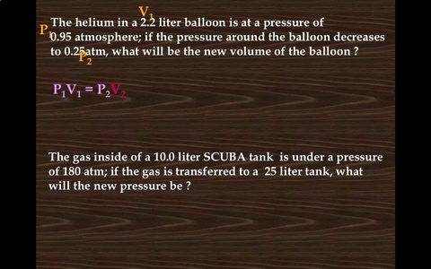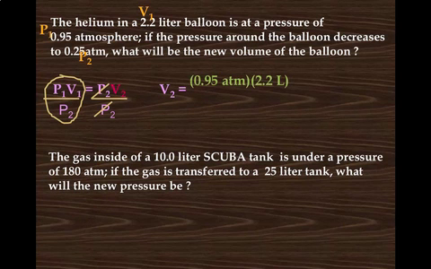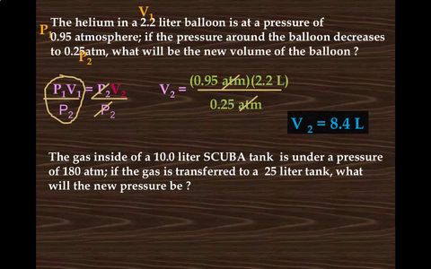So here's my equation. I'm going to get my second volume by itself, so I'm going to divide by P2 on both sides, and it's going to cancel on the right. And so that's my formula that I'm going to use. So I'm going to plug in P1 times V1 over P2, and I just put all that in the calculator. My atmospheres cancel, so I'm going to have liters as my unit, and I get 8.4.